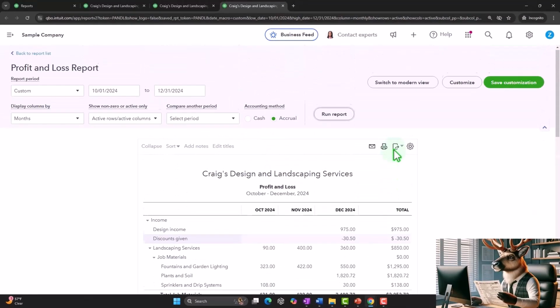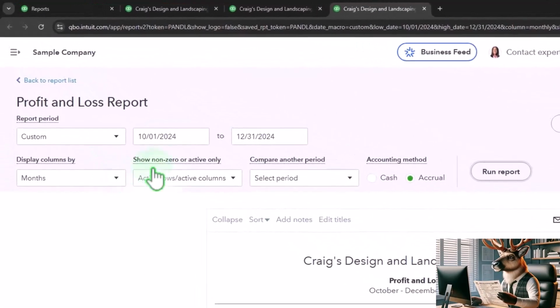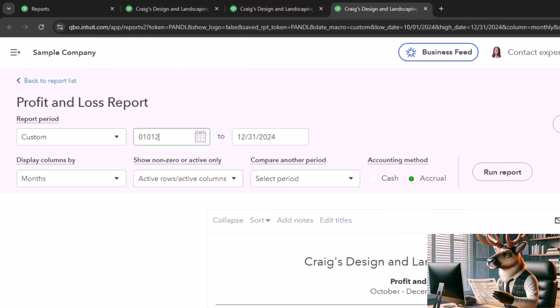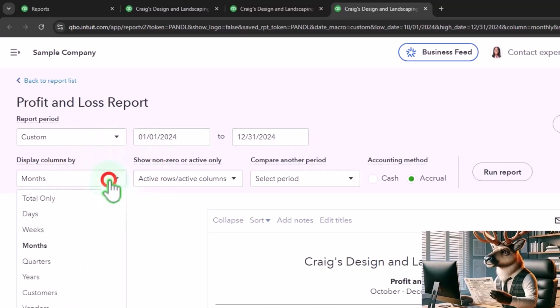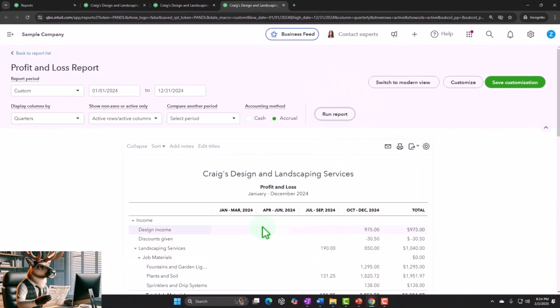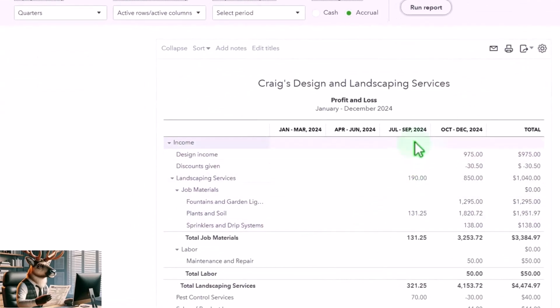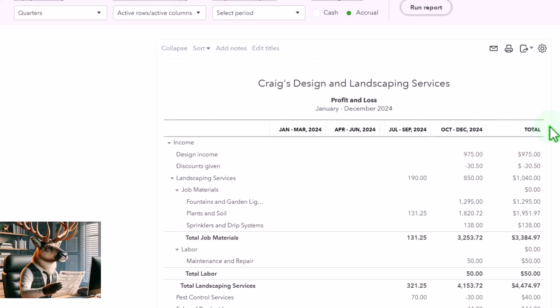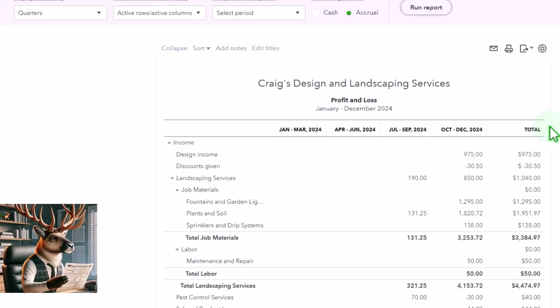All right, so then we can do that same thing for quarters. If I wanted to look at the 4 quarters, I would make the range, for example, 01/01/24 to 12/31/24, and then select quarters, looking at it by quarter. And so now we've got the 4 quarters. We only have data, like I say, in the last couple quarters of the period, and then we've got the total, which is the year-to-date information.